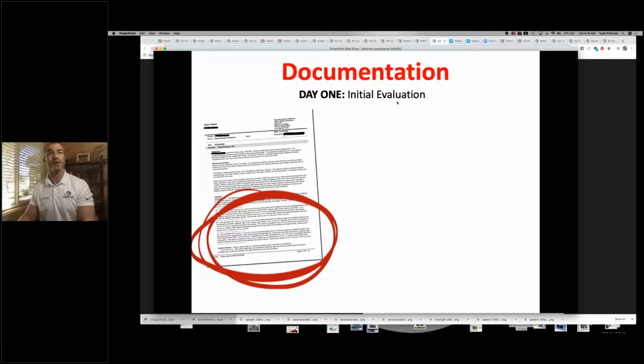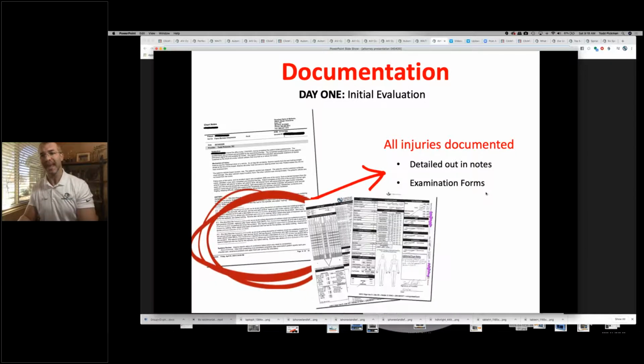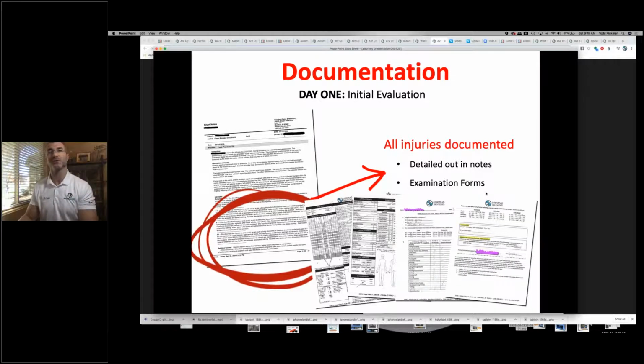So on day one, patient comes in, we do our initial evaluation, we make sure all injuries are documented, we detail it out in the notes, we have examination forms. And then let's say they have an extremity complaint, we have extremity forms. So everything is just documented out. We have a form for everything. We leave no stone left unturned. Okay, that's first and foremost.